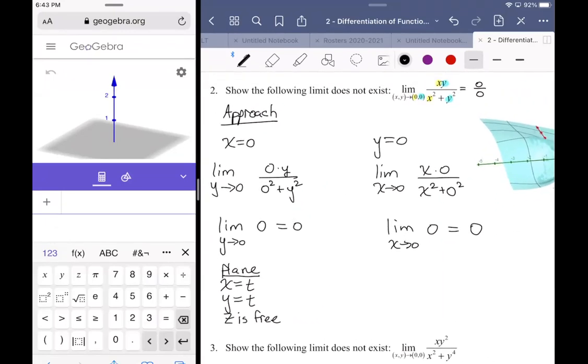So going back to my original function, and I'll rewrite it here. We have the limit as x, y approaches 0, 0 of xy over x squared plus y squared. Here, what I would be doing is replacing every x with a t, and every y with a t. And that goes for the limiting component also.